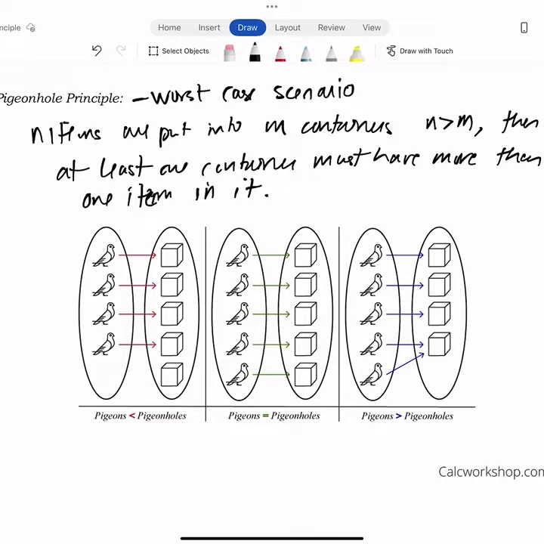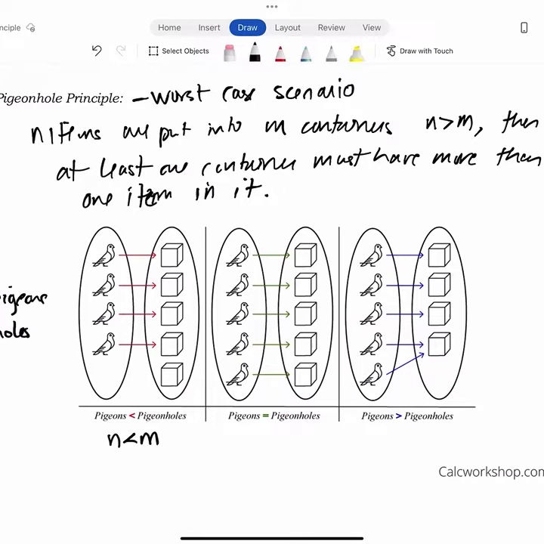So we can think about it with this picture here. In the first one, the number of pigeons, 4, is less than the number of boxes, 5. So each pigeon can have its own hole. In this case, think of the items as the pigeons and the boxes as the holes. So the items, n, is less than the holes, m.